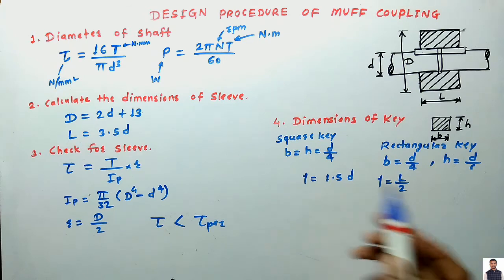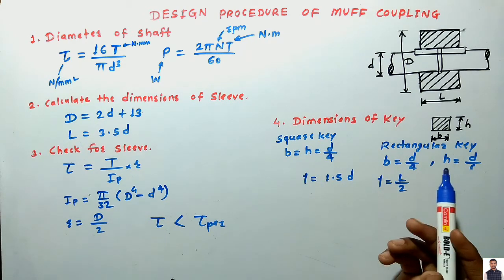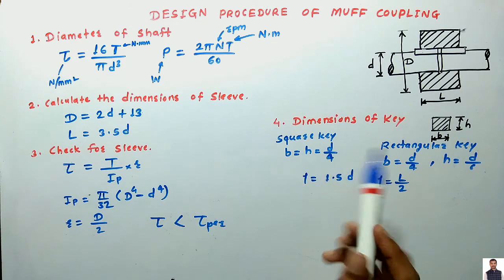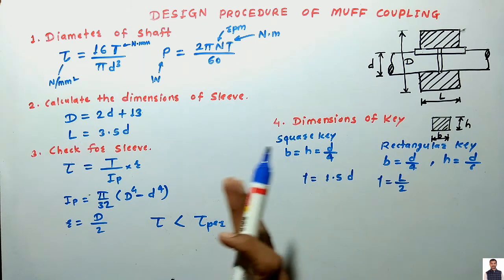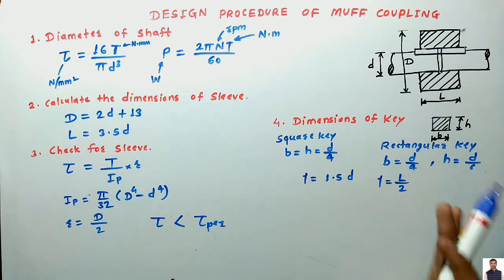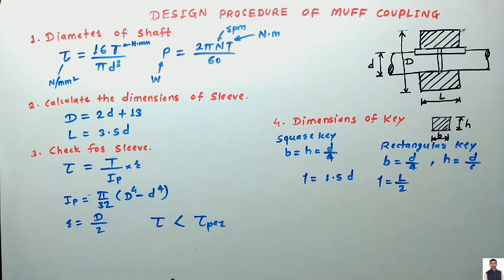Now, when is a square key used and when is a rectangular key used? Use a square key for shaft diameters of 20 mm and below, and use a rectangular key for shaft diameters above 20 mm. And the next step is to check whether the design of key is safe or not.